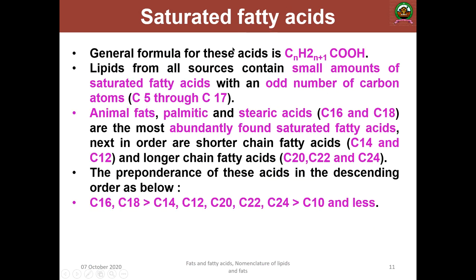And now we are going to discuss saturated fatty acids. Their general formula is CnH2n+1COOH. These are commonly present in all sources, which contain a small amount of saturated fatty acid with an odd number of carbons, C5 through C17. Saturated fatty acids mainly consist of odd number of carbon atoms, but in the case of animal fat, it is palmitic acid and stearic acid, with even numbers of carbon atoms, C16 and C18. And these are the most abundantly found fatty acids.